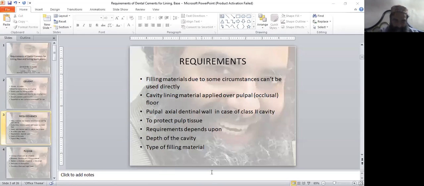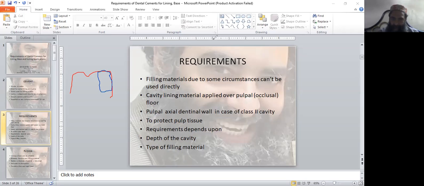So, if this will be a tooth, and this is the class 2 cavity. Here this area is destroyed by any mechanism. So what we have to do, let me find a good color. So, the pulpal axial dentinal wall.